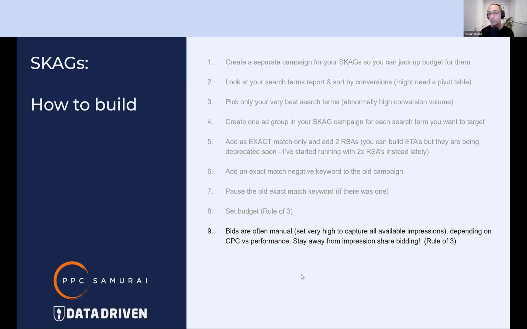And I've got a little cautionary note there. Definitely stay away from impression share bidding. I've tried it on numerous accounts, and I've seen plenty of clients try it. We rarely find impression share bidding actually does a good job. It will do a good job at getting impressions, but if you look at the CPC graph, the CPCs tend to go through the roof. So if you want to actually control your CPCs in any way, don't use impression share bidding, because if your CPCs go up, then your returns go down.